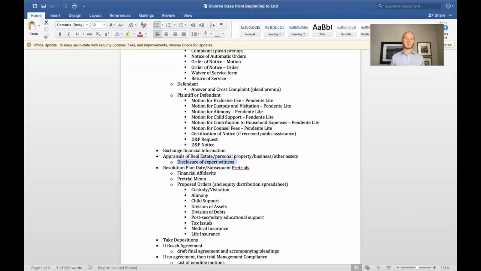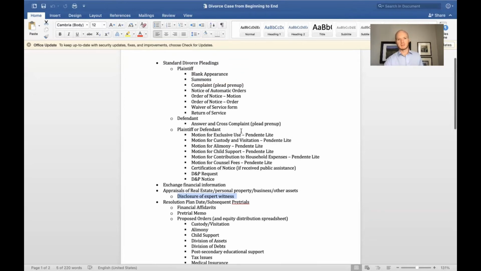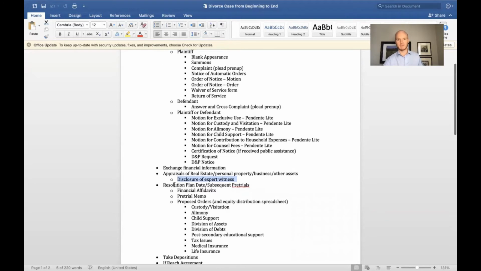Now, just procedurally, of how the case progresses. We initially file all of these pleadings, and really nothing happens for quite some time until the court will schedule what's called a remote resolution plan date, or just a resolution plan date. Right now, we're doing everything virtually, but we'll see how that progresses as time goes on. So the resolution plan date is essentially a meeting between the lawyers and the clients, or if there are no lawyers, it'll be the clients only.